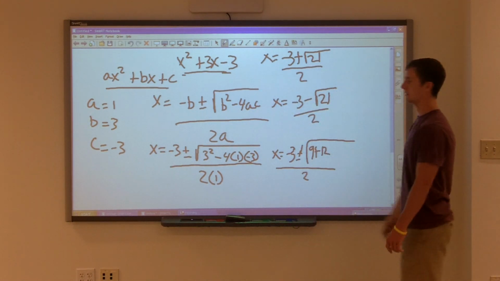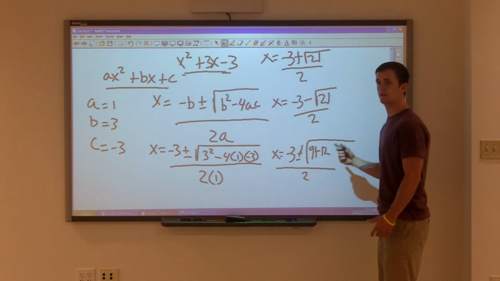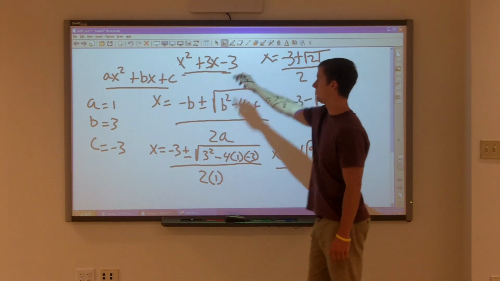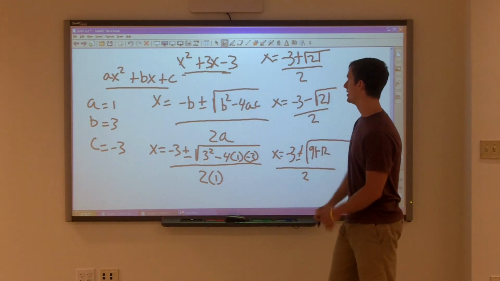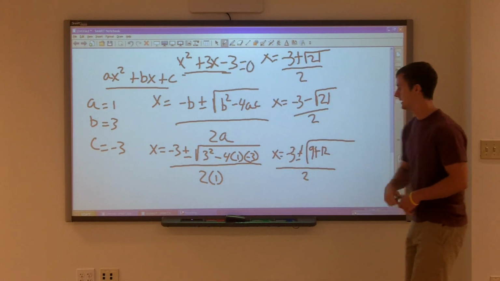Since it's a polynomial, again, we're going to have two final answers. And we can plug these values into your calculator and then plug them back into your original equation to test to make sure that they do, in fact, equal the 0 that we're looking for. And there you have your factor.